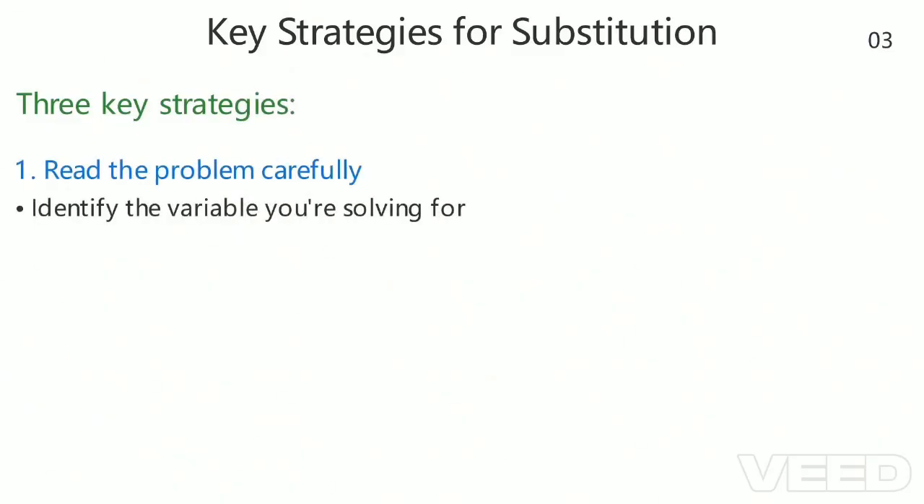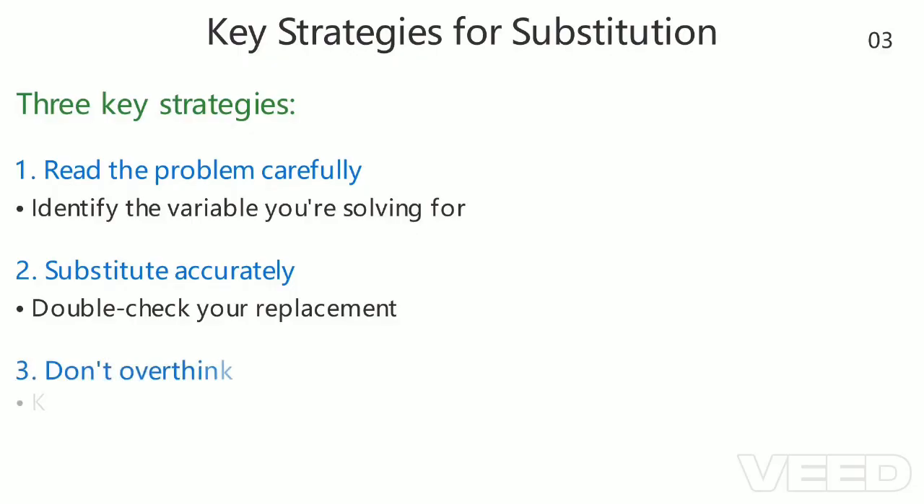Let's focus on 3 key strategies that will make substitution questions easy points on your SAT. First, read the problem carefully. Identify exactly which variable you're solving for and what values you're given. Second, substitute accurately. Take your time and double check that you've replaced the correct variable with the right value.